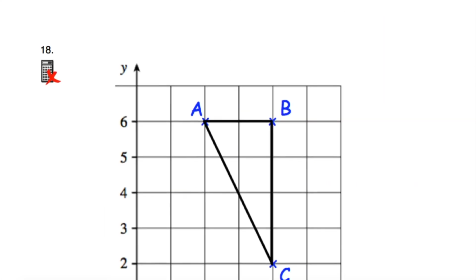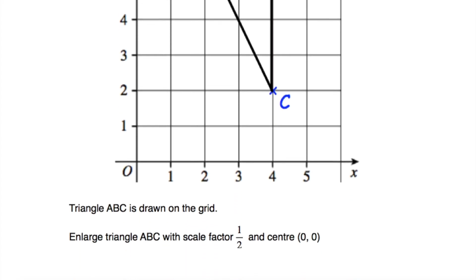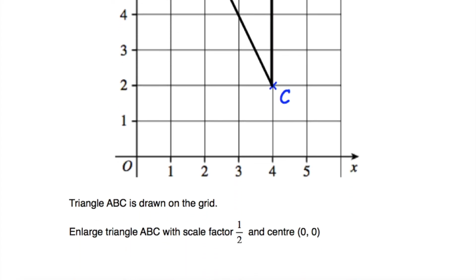Okay, so question number 18. We've got this right angle triangle, ABC. And the question says that triangle ABC is drawn on the grid, and we've been asked to enlarge this triangle ABC using a scale factor of 1/2 with center 0, 0. So we're using a scale factor of 1/2. So this time, in terms of the lengths of the sides, they're actually going to become half the size.